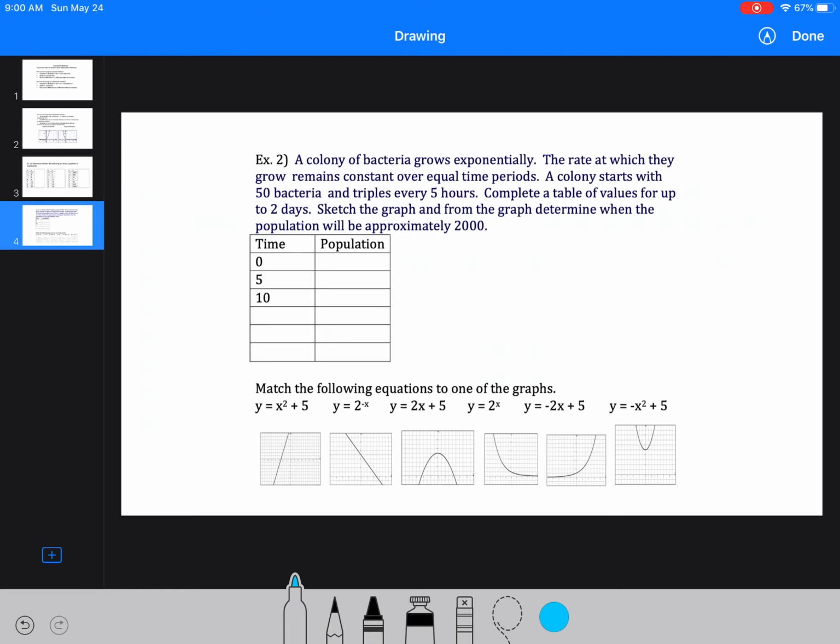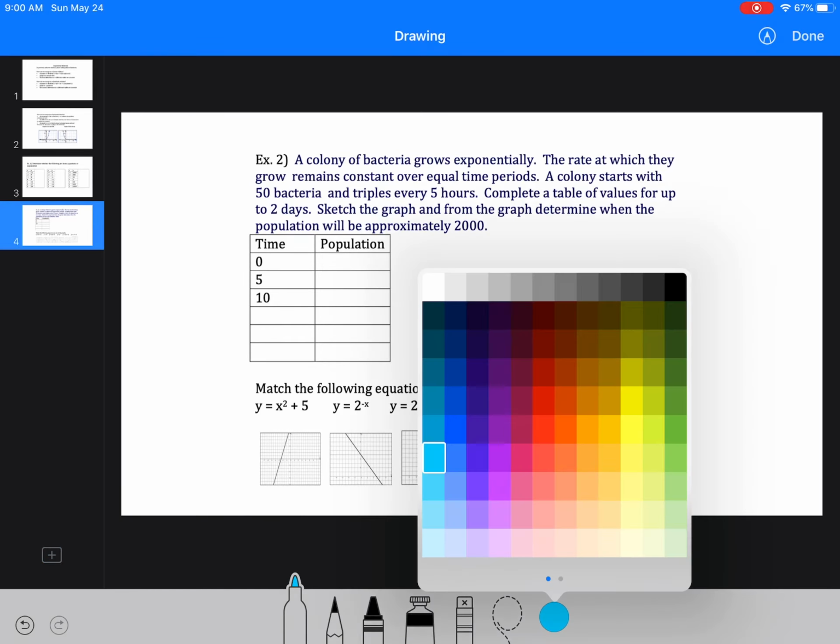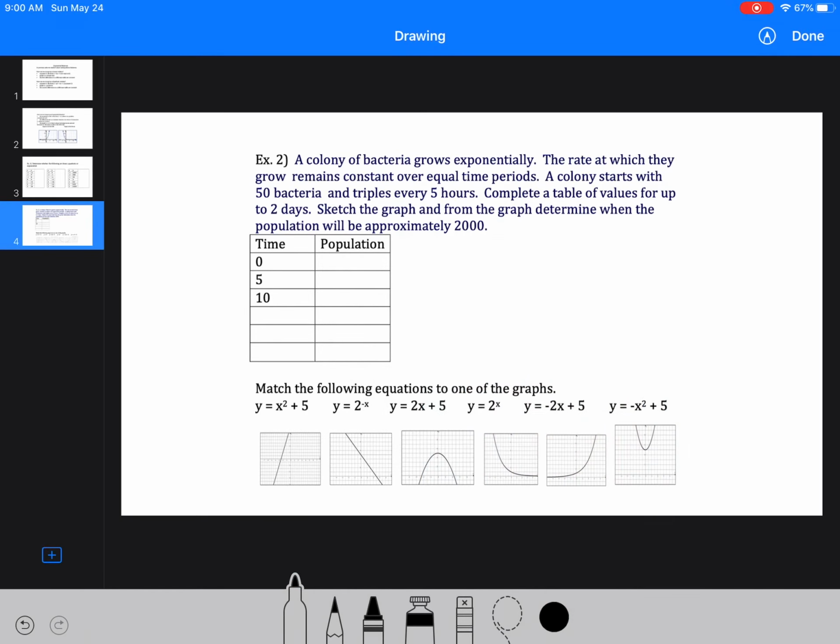Alright, so looking at this example. We've got a colony of bacteria that grows exponentially. The rate at which they grow remains constant over equal periods. A colony starts with 50 bacteria and triples every 5 hours. Complete the table of values up to 2 days. Okay, so the table of values up to 2 days, so we've got 5, 10, 15, 20, 25. We're just going to stop there. We don't need to go up to 2 days. We'll go up to the second day.